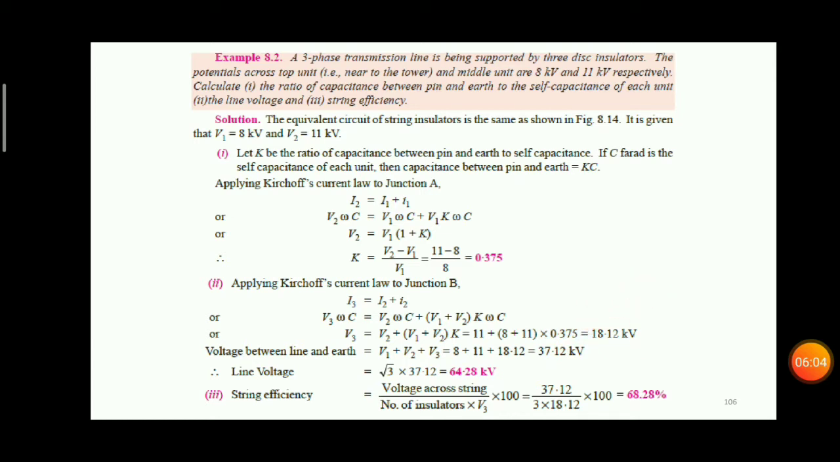Now we have string efficiency, that is voltage across the string, 37.12, divided by 3 into voltage across third insulator V3, that is 18.12. We will get the string efficiency as 68.28%. Here we have to find out the value of K so as to get the string efficiency. Here V1 and V2 are given in the question.